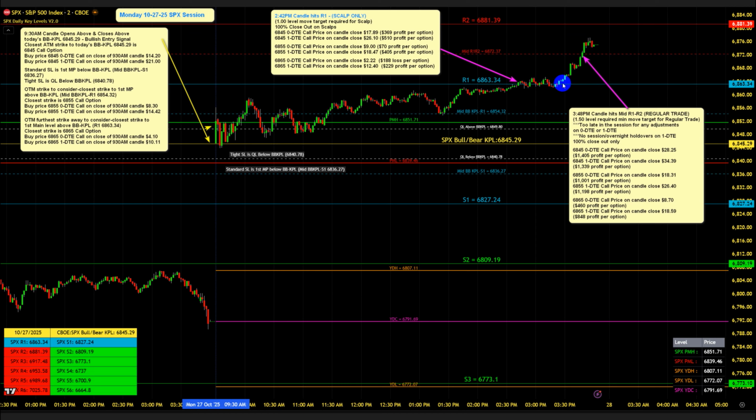So this was at least a decent move, but it waited until the final 30 minutes of the session to actually start doing this. So on the 3:48 p.m. candle here, you can see it finally hits mid R1, R2, and that is a 1.5 level move from where the trade started on the bull bear KPL, and that's the minimum required move for a regular trade.